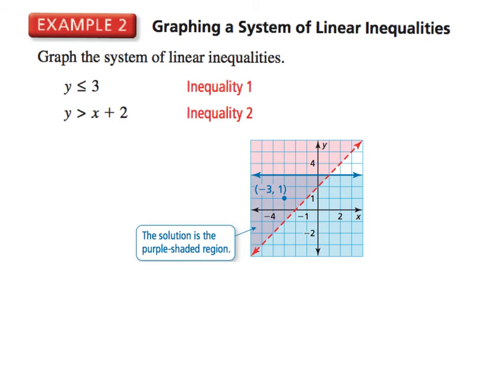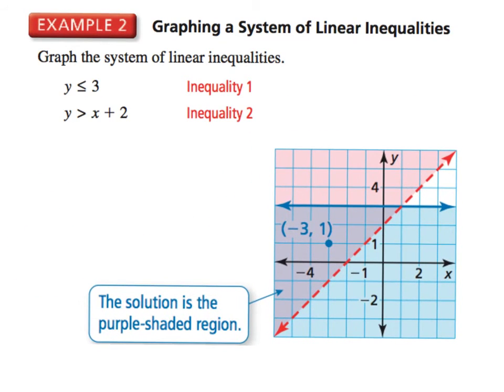And here it is. Solid line showing y is less than or equal to 3. We shade everything below in blue. The second one is the dashed line in red, shaded upward. This region right here, the solution, is the purple shaded region.